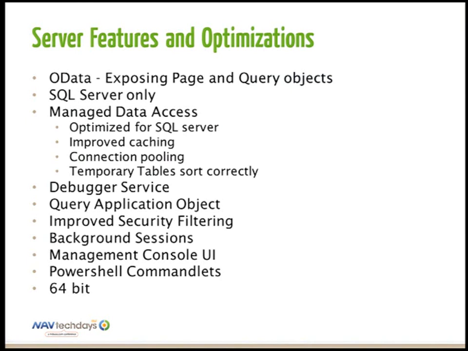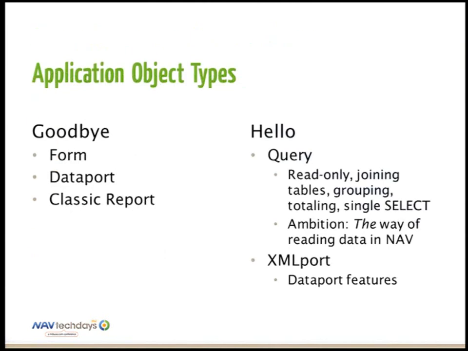Like we have improved caching, we have connection pooling so that we better utilize the resources on the server. There's a little thing about temporary tables that used to sort differently. Because of the Windows collations we are now using, they actually sort like they should. Debugger and query application objects. We also now do background sessions. And in addition to the management console UI, we also have programmatic access for doing management. So there's a whole host of things that this has allowed us to do in this release.